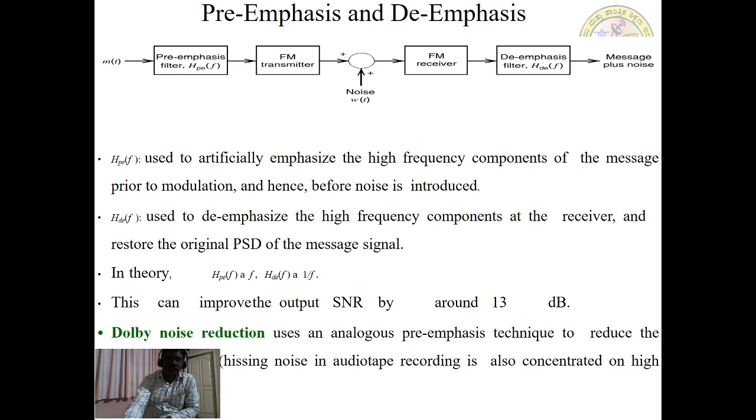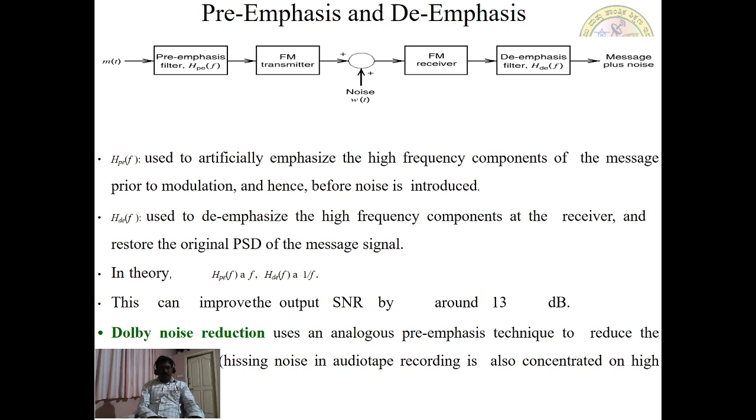How is this done? We'll have a look at the block diagram. In the pre-emphasis and de-emphasis block diagram, m of t is given to the pre-emphasis filter and it is fed to the FM transmitter, and in the channel we have the noise, and it comes to the FM receiver. At the receiver end we have a de-emphasis filter, and at the output we have the message plus noise. So how this is covered, we'll have a look here.